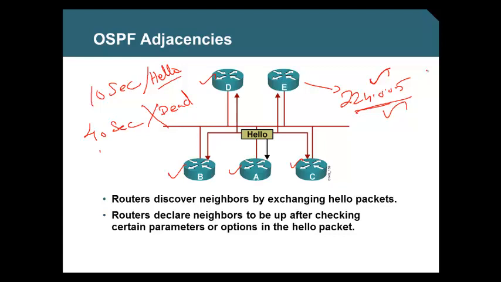So these hello packets are sent to this multicast address. When the hello packet comes, I listen and check for certain parameters. Is the hello coming from a neighbor who is in the same area? Is the hello coming from a neighbor whose network and my network is the same? The subnet is the same? Is the hello coming from a neighbor whose timer is the same? If these things match, only then I will accept him as my neighbor.